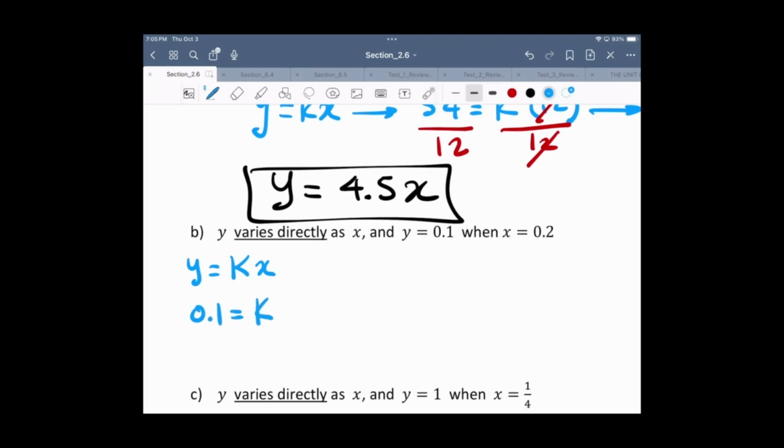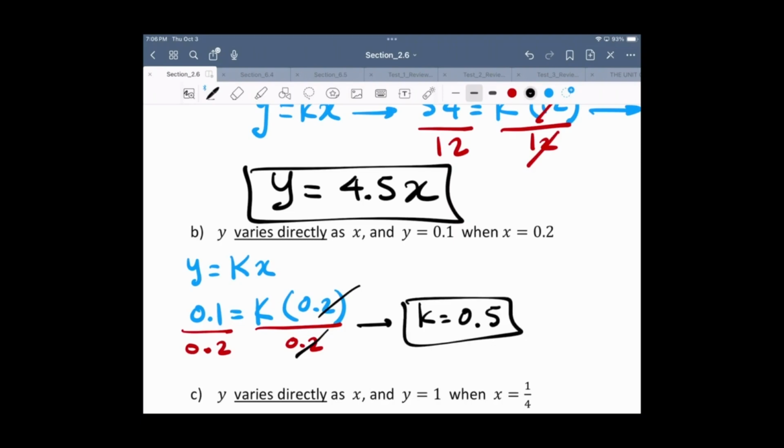So 0.1 equals k times x, or k times 0.2. And we're solving for k, so we need to get rid of that 0.2. So let's divide both sides by 0.2. And we have k equals 0.1 divided by 0.2. I've already done this, so it is 0.5. We found the constant of variation. Now all we have to do is plug it into that formula. And what do we get? We will get y equals 0.5x, right? That's our equation of variation.